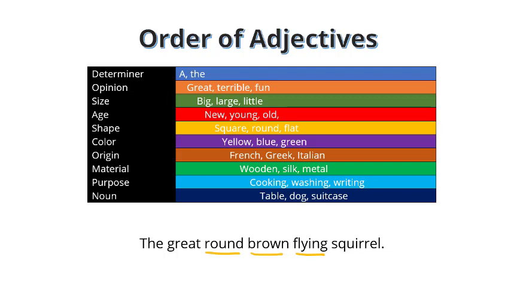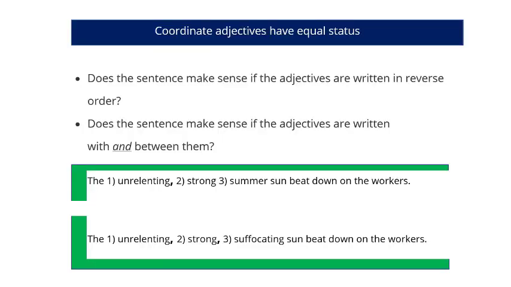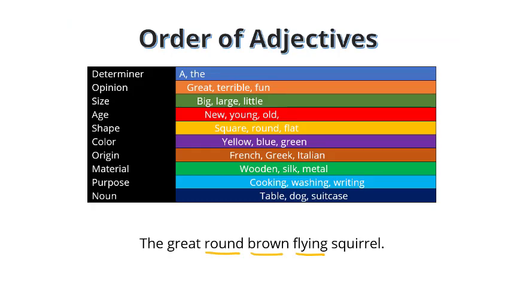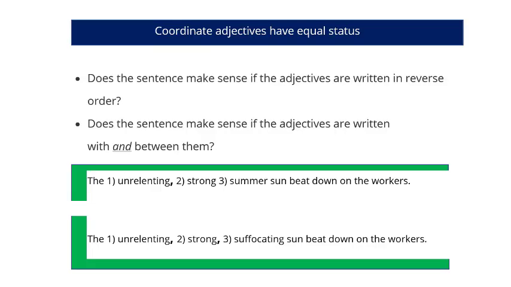So here's a test to determine when and when not to use them. First, you want to ask the question, does the sentence make sense if the adjectives are written in reverse order? If we look at the previous example, can we say the great flying brown round squirrel? Not really. It becomes awkward in that sense. You'll notice that sometimes when you move some of these adjectives around, you'll feel or hear that sense of awkwardness. So that's going to be the first one.